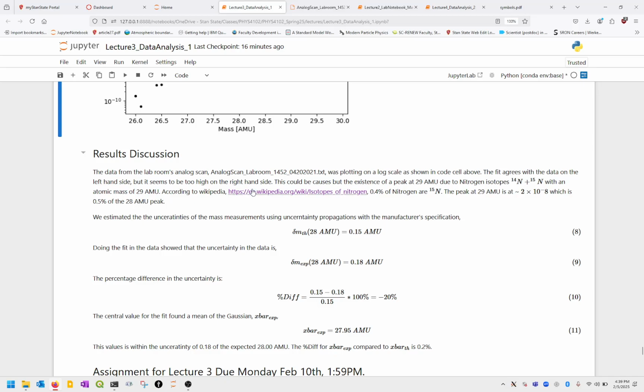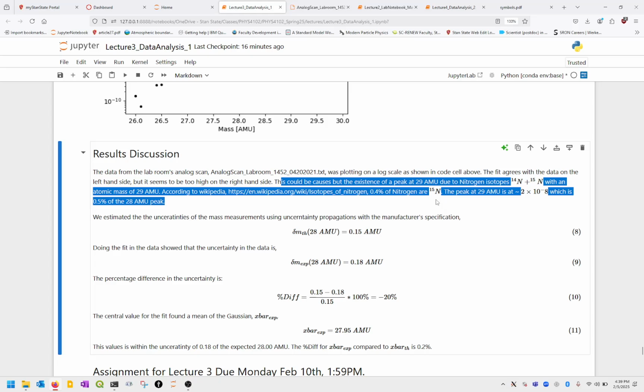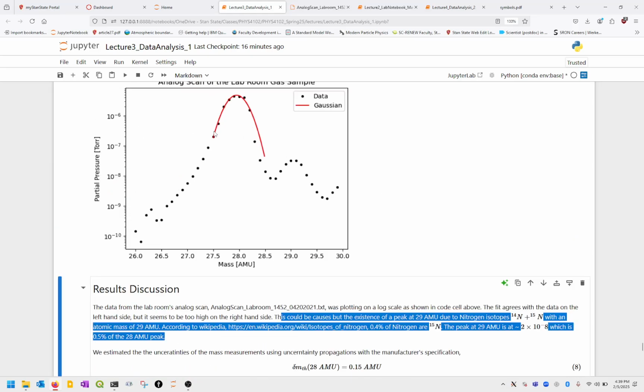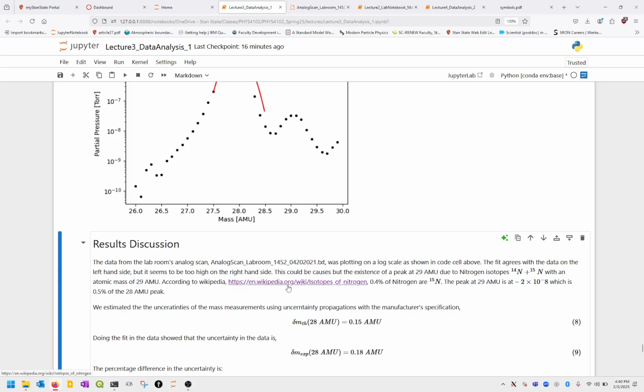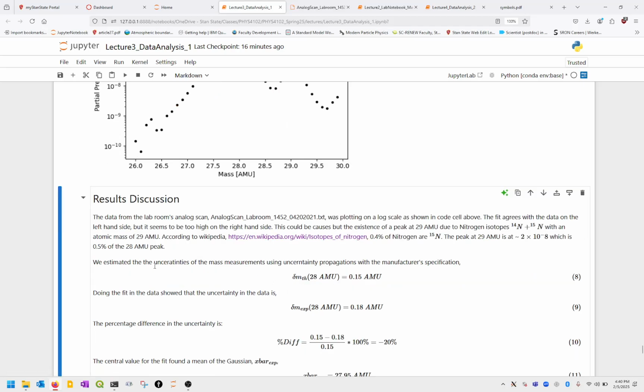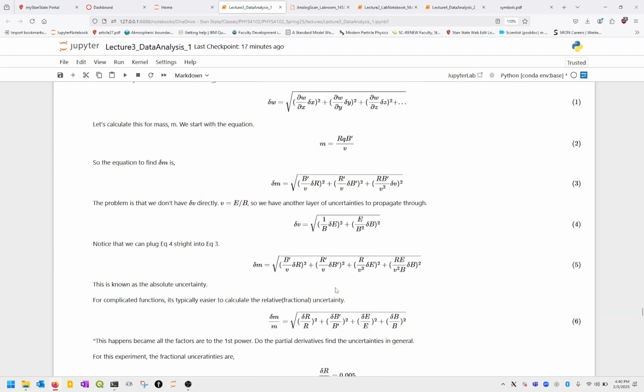So about what you're seeing in the data itself, what makes sense, what doesn't make sense. The left-hand side makes sense, the right-hand side didn't make sense. Why is that? There could be this effect from this extra peak, because the left-hand side didn't have it. Discuss what the data is about, and look up additional information as you think about them. Then you have a numerical analysis of what you see. We estimated the uncertainty from the manufacturer's specification to be about 0.15 AMU. That's from the analysis all the way up here that you did in your notebook.